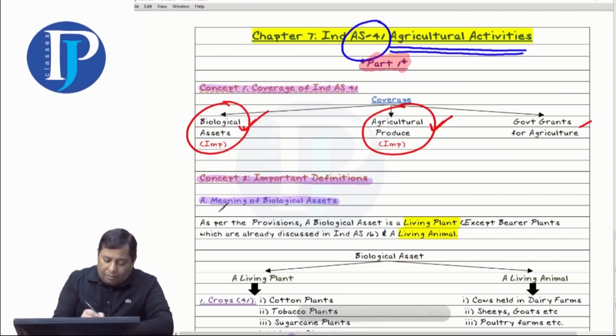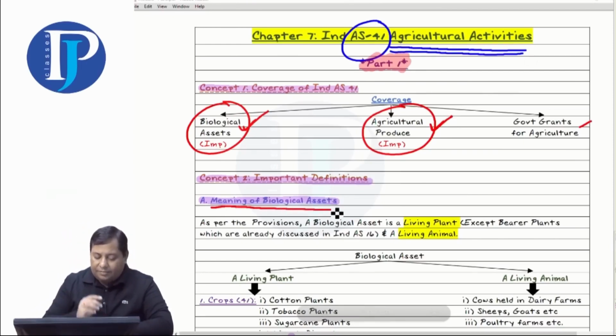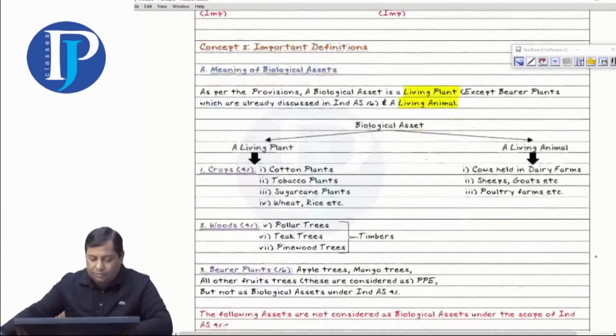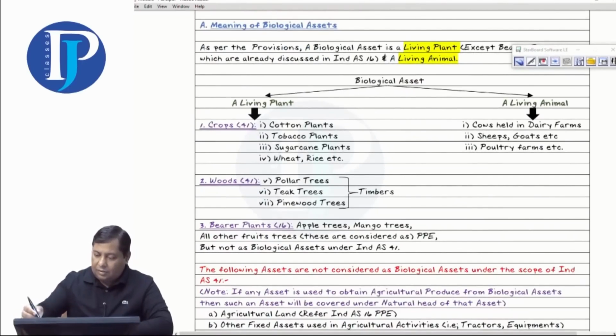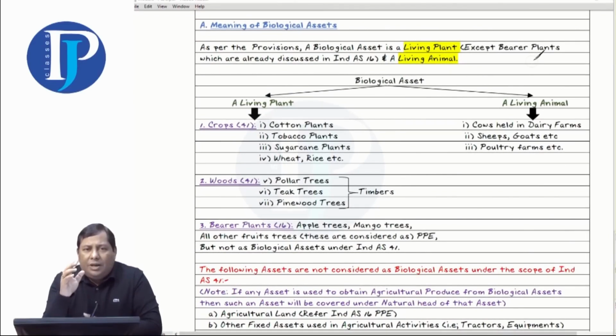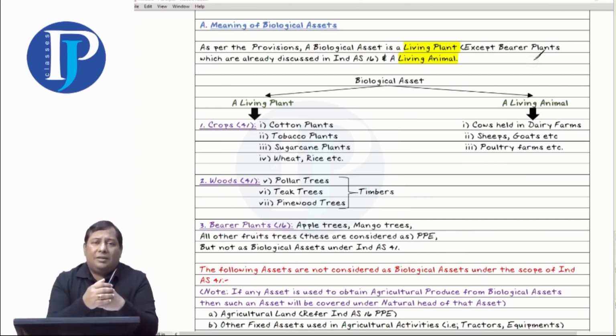First of all, we covered the meaning of biological assets. I will start explaining it. When we learned the meaning of biological asset in class, I explained you in a very simple way that the meaning of biological assets is a living plant or living animal, plant, animal. These are the biological assets. And I mentioned just one small exception.